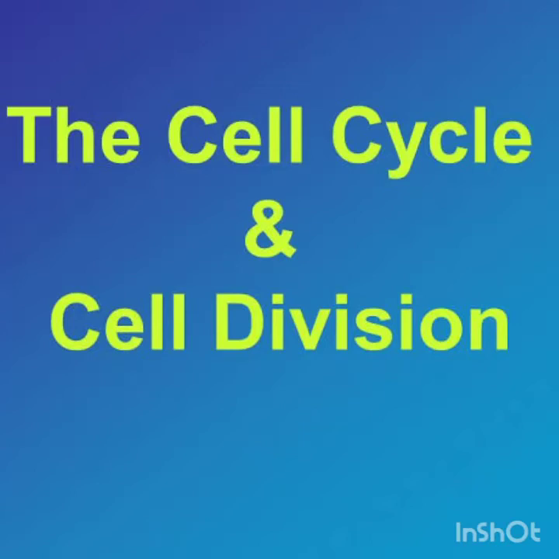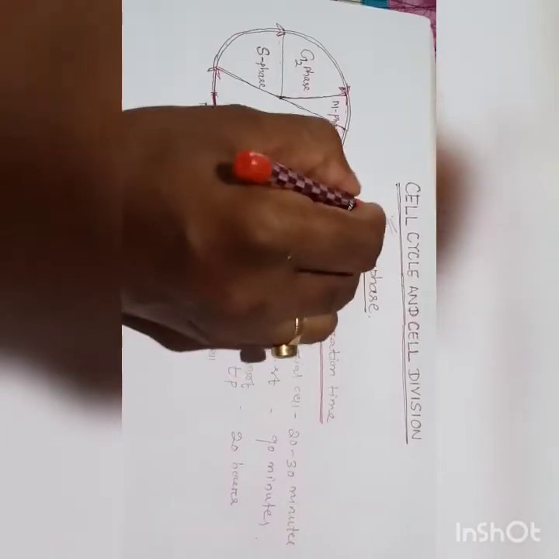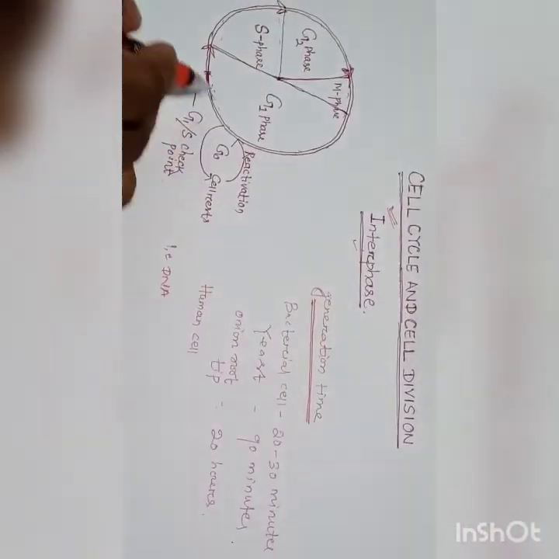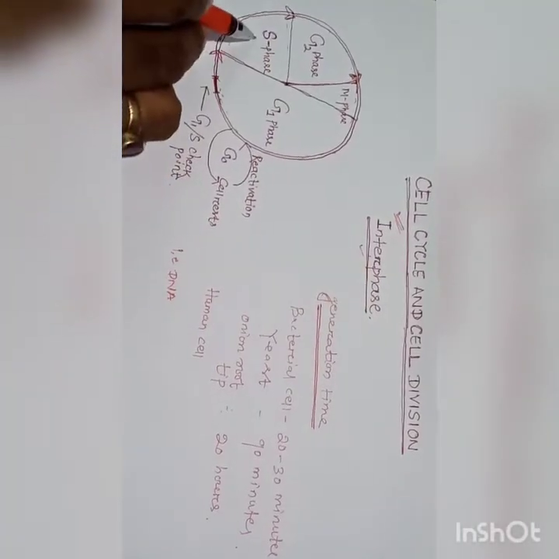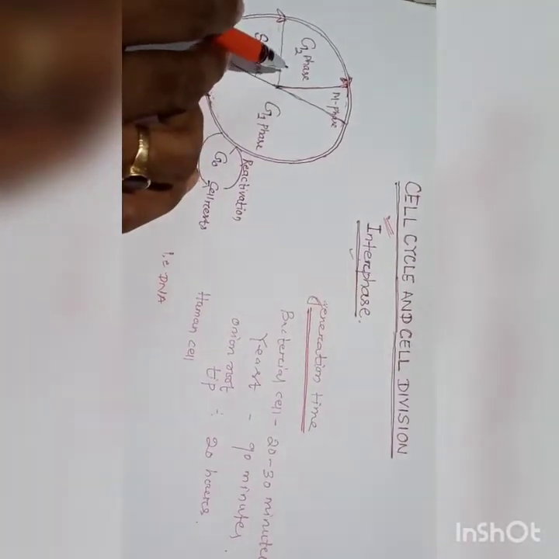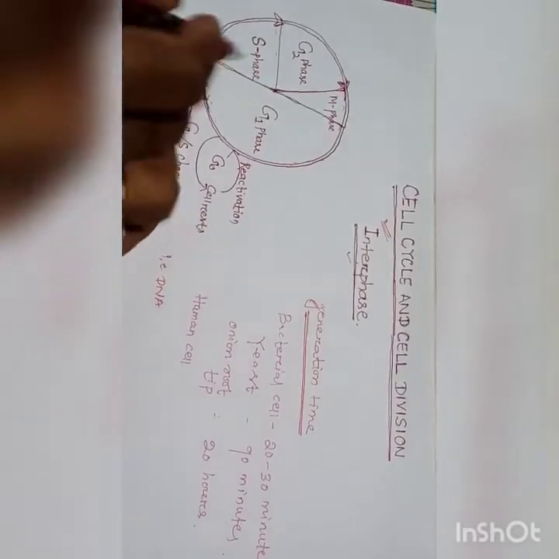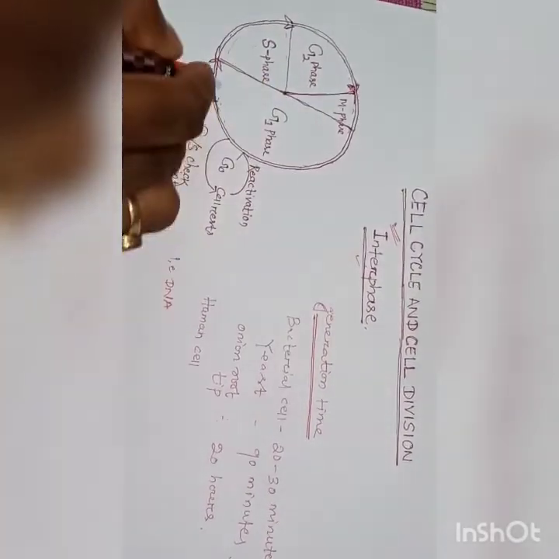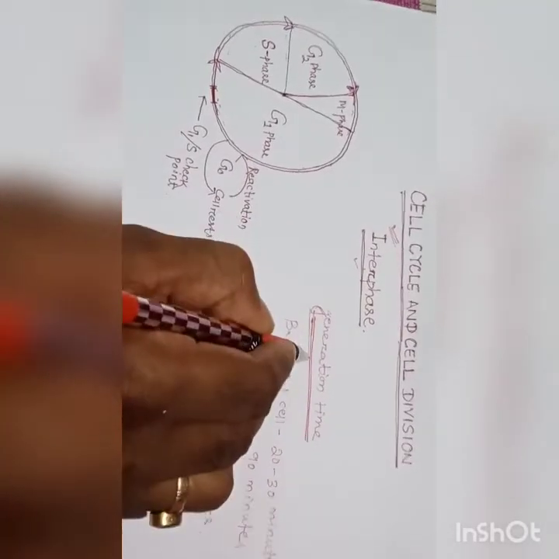Hello friends, today I'll be talking about the interphase of cell cycle. First we should know what is cell cycle. Cell cycle is an orderly sequence of events by which the cell duplicates its genome and other contents and divides into two daughter cells. That is called a cell cycle. And the time period required to complete one cell cycle is called the generation time.